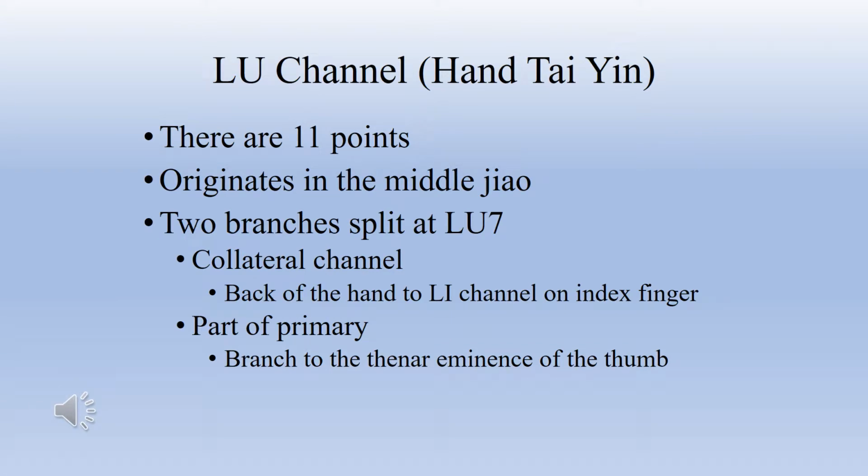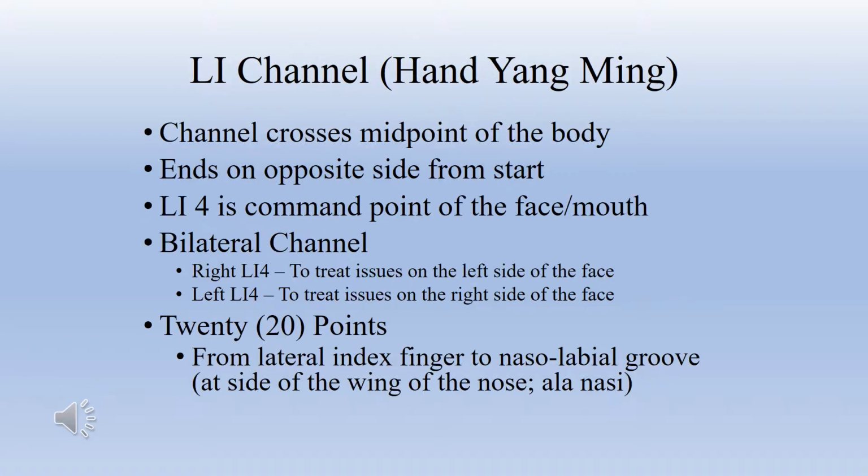Lung channel, Hand Tai Yin. There are 11 points. It originates in the middle jiao. There are 2 branches, split at lung 7. The collateral channel goes from the back of the hand to the Li channel on the index finger. Part of the primary channel branches to the thenar eminence of the thumb.